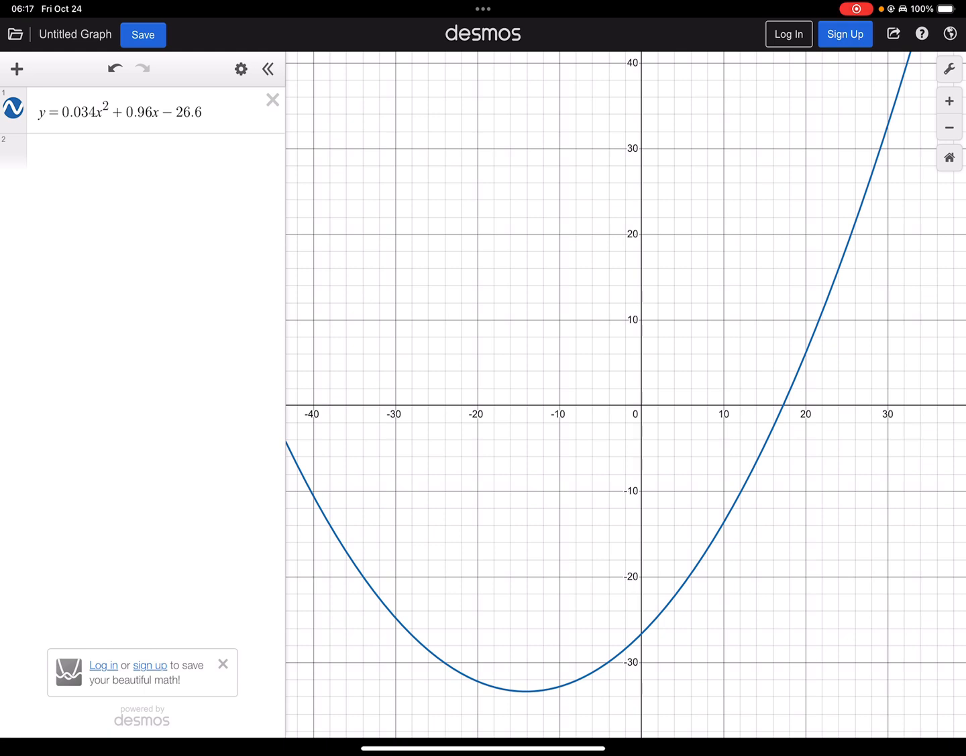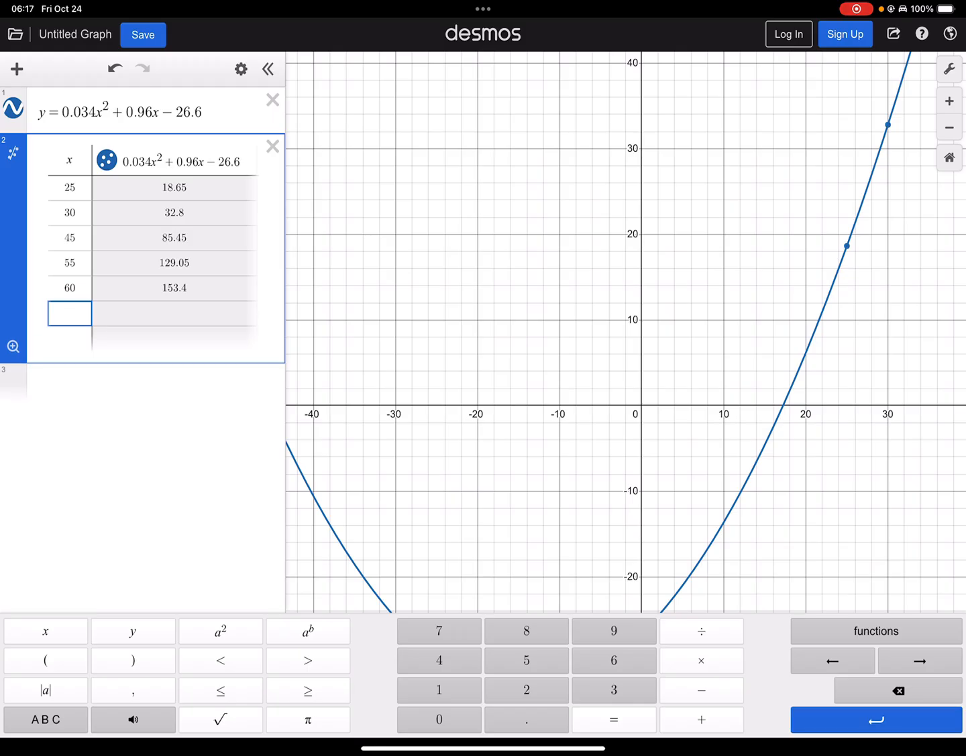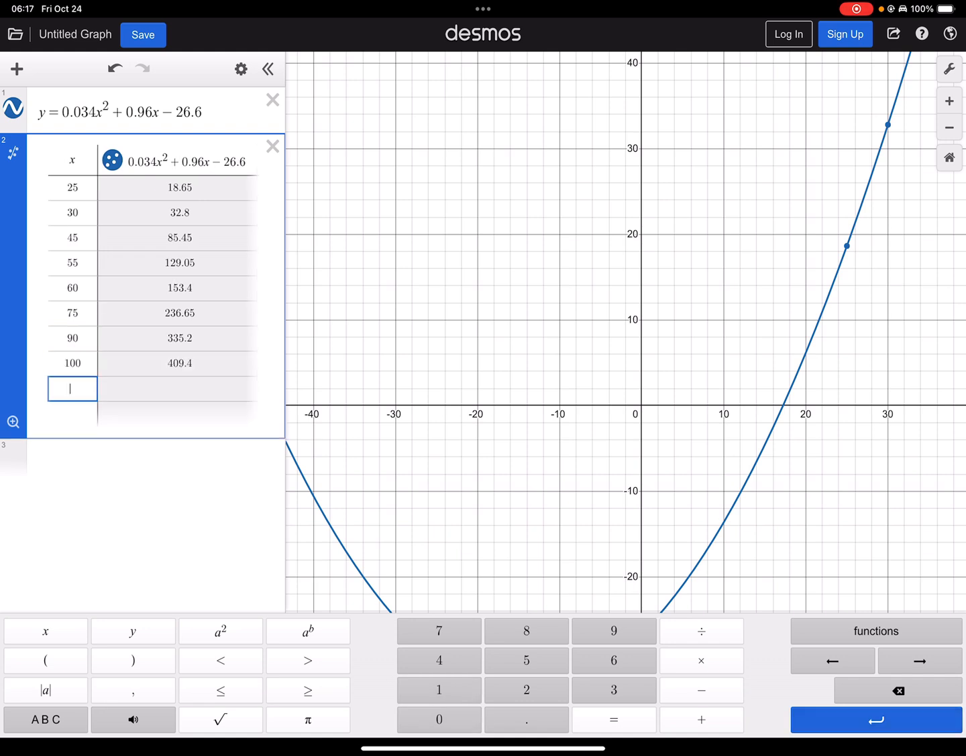Now, we want to fill in the table. To fill in the table, we're going to hit Edit List. We're going to create the table. And then we're going to type in the values we want. So we want 25, 30, 45, 55, 60, 75, 90, 100, and 110. So then you can fill these values in to your table.